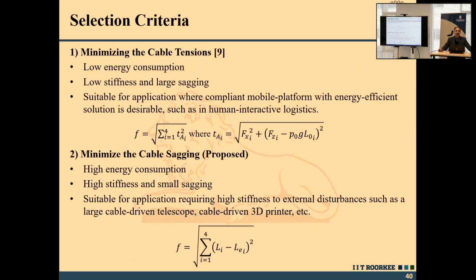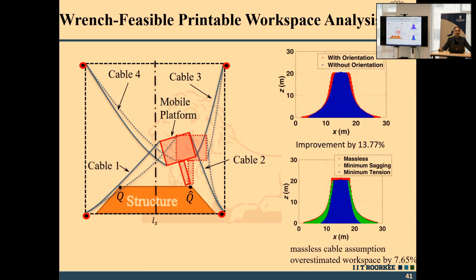So, here we first carried out selection criteria for minimizing the cable tension and minimizing the cable sagging. So, these 2 criteria we considered. Then we tried to find the range of the feasible printable workspace. So, this is what I have been talking about basically.